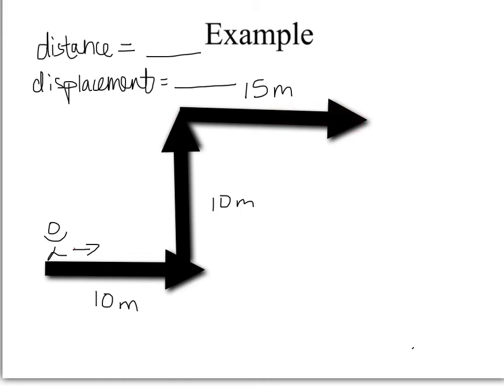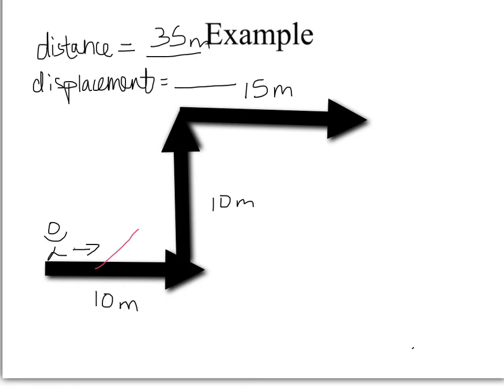His distance traveled is just the total amount of his path. So we can say 10 plus 10 plus 15. That is his total distance. So his distance traveled, 10 plus 10 is 20, and 15 is 35 meters. The displacement now is a little trickier because that's the straight line distance. So let's draw a straight line.